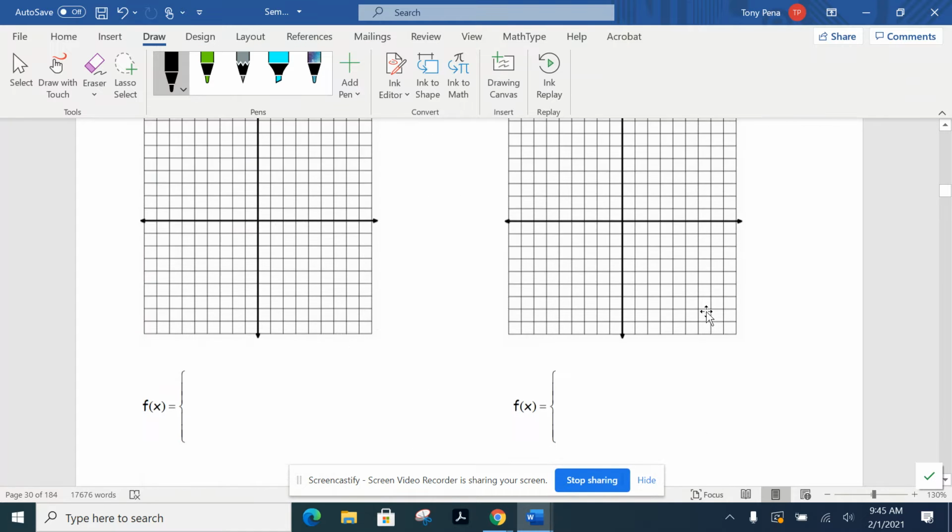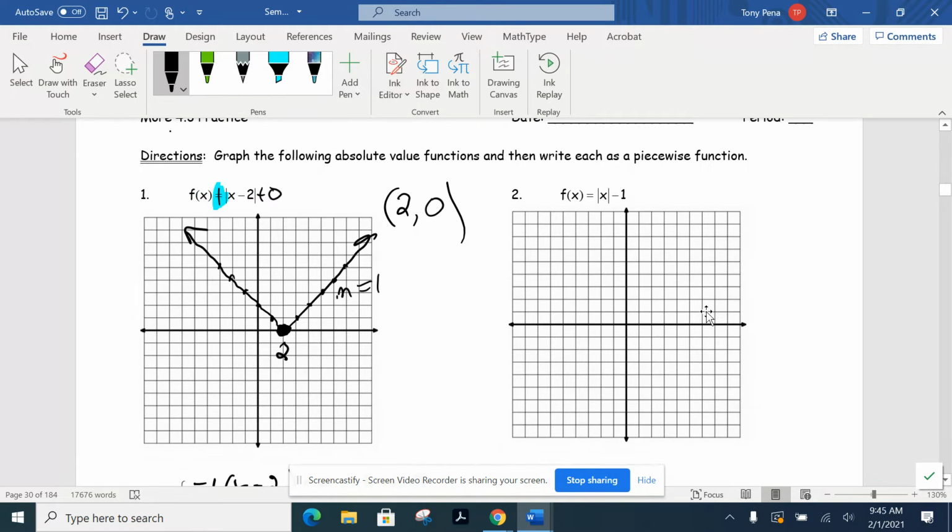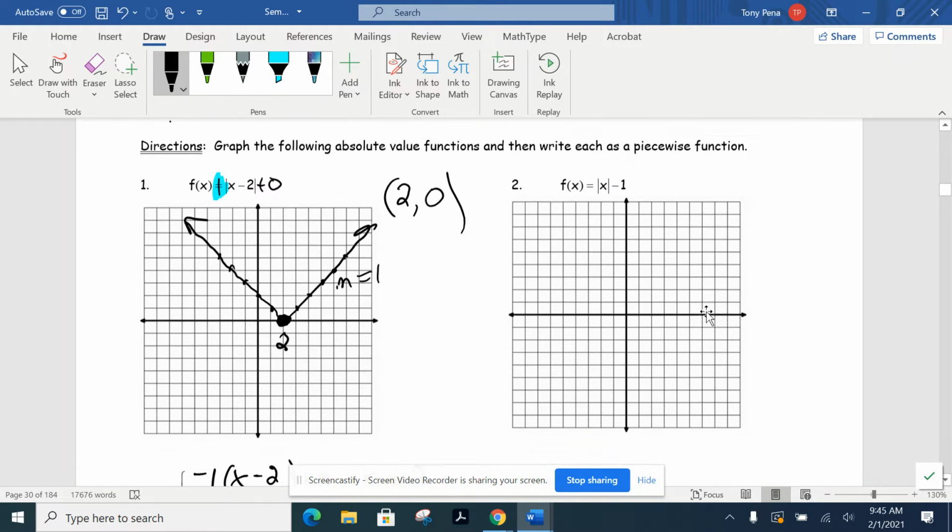Let's see here. Let's do one more on this page. So number 2. Okay, one more on this page.